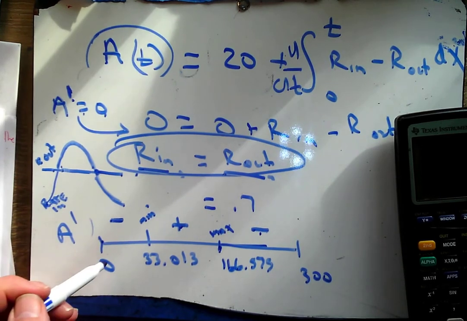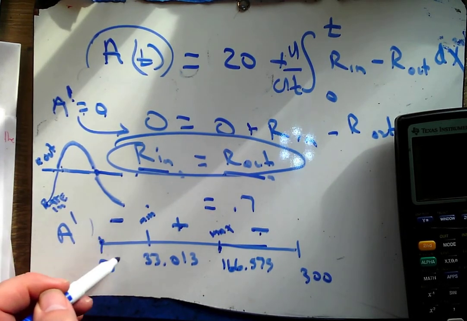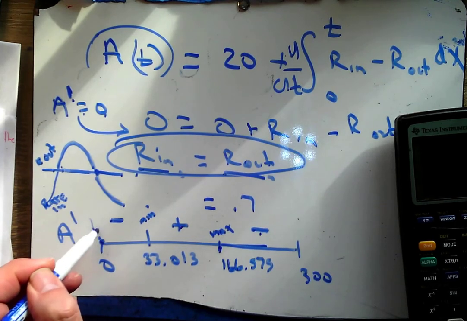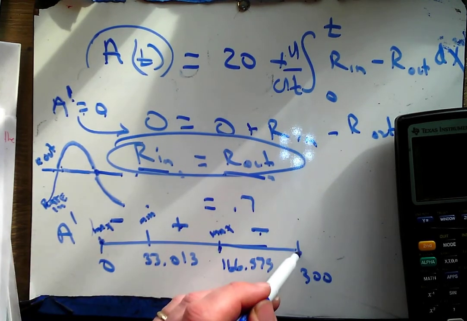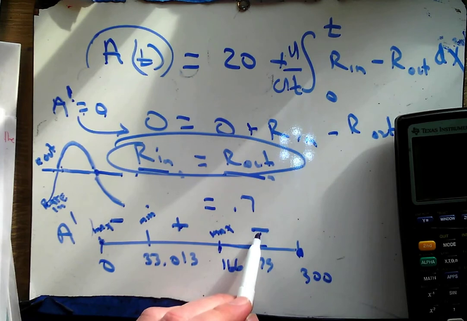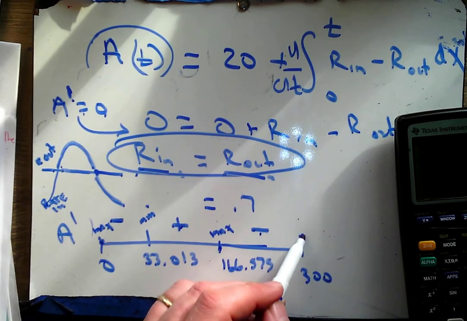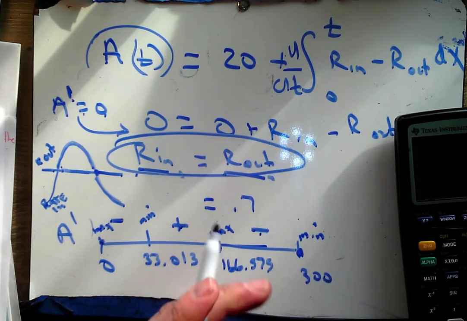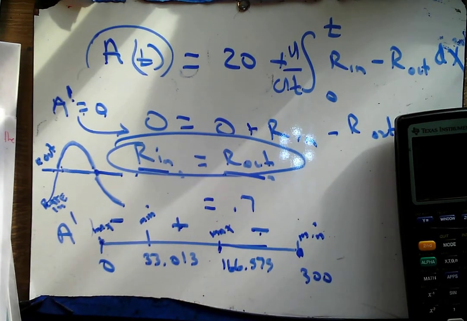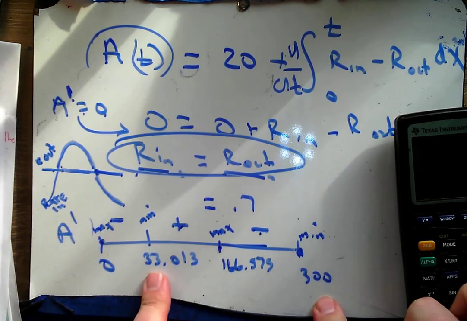Now, at this endpoint, A prime is negative. I have a number, and then A decreases. That's a max. But this number over here, my A function is decreasing until I get to 300. This is a min. And they asked me to determine what the minimum number of people in line is. And I've got two minimums.